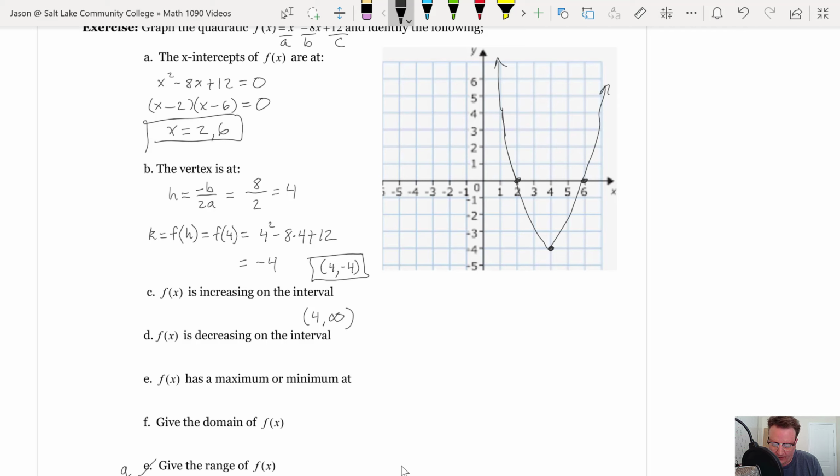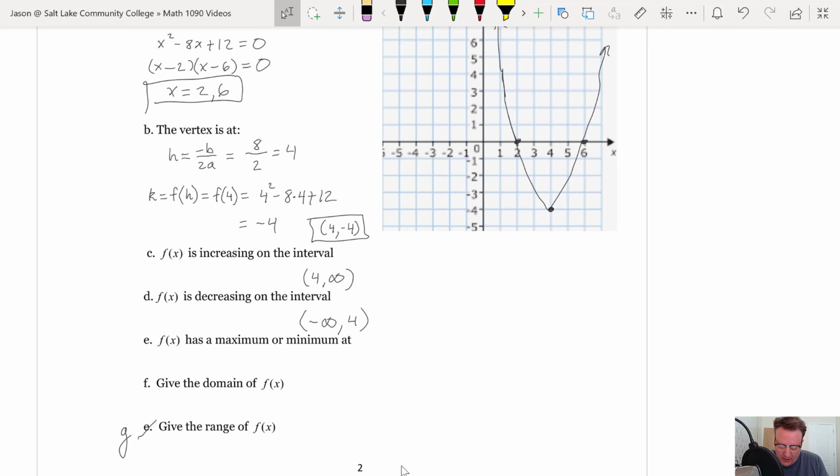And the function is decreasing, meaning that the function values are getting smaller as x increases. So the function is decreasing from negative infinity to the vertex, which occurs at x equals 4. And f of x has a maximum or minimum at x equals 4.